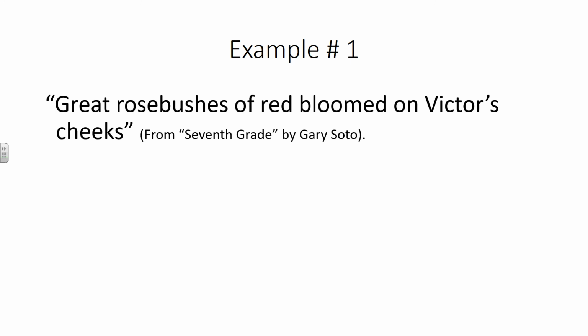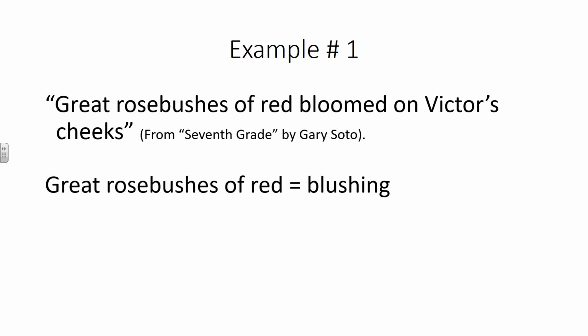Here's an example. Great rose bushes of red bloomed on Victor's cheeks. So the idea here is that Victor is blushing, but it is not describing it as blushing. It is describing it as great rose bushes of red. That's describing the blushing. One object is being described by the words and phrases that describe the other object.